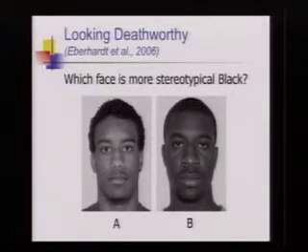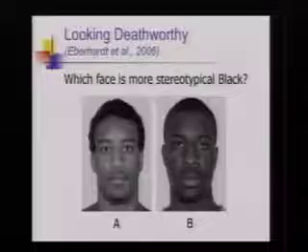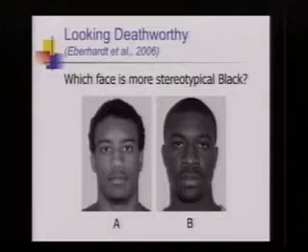And they did this study in Philadelphia. They got all 600 death penalty eligible cases. All 600. Okay, so these are individuals who had been found guilty of capital murder, got their photographs, had individuals rate the photographs, okay, on whether or not the individual in the photograph looked more or less stereotypically black. Okay? And so that was one part of the study.